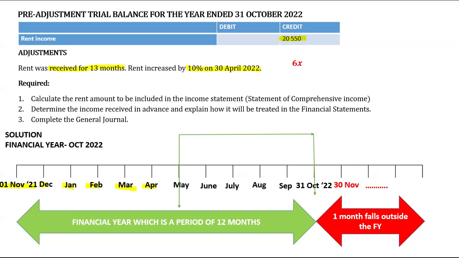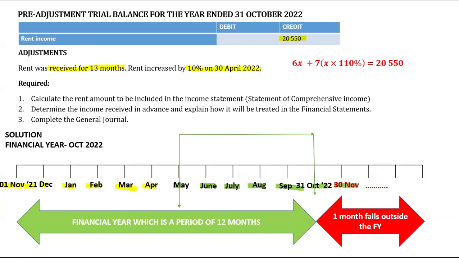However, after those 6 months, for May, June, July, August, September, October, November, which is 1, 2, 3, 4, 5, 6, 7, for those 7 months, our rent has increased by 10%. So for those 7 months, our rent will be X multiplied by 110%, which should give us our income of 20,550. We will still have 6X plus 7 times X times 110.